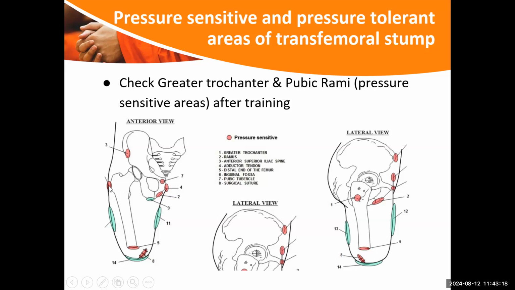After the prosthetic training, you need to look at the pressure sensitive areas. If you're talking about above knee, it is the greater trochanter and the pubic rami. So here and here. This one you won't be able to compress with your prosthesis. It is a sensitive part, but usually you don't need to check because it is not covered by the prosthesis. Of course, the ischial tuberosity is also weight bearing, but it's not pressure sensitive. You may also need to check, but that is not the pressure sensitive area.